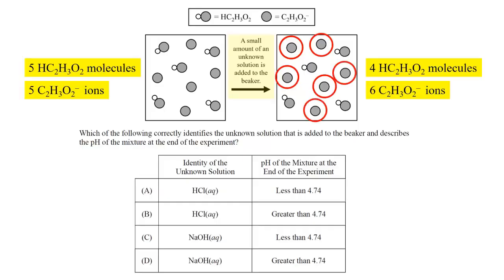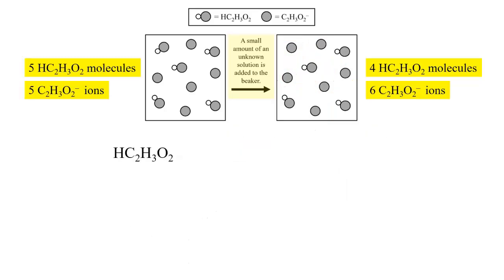So now I can determine what happened as a result of that small amount of unknown solution that was added to the beaker. Some of the acetic acid was transformed or converted into the acetate ion. So what type of substance, a strong acid or a strong base, would convert acetic acid into acetate?